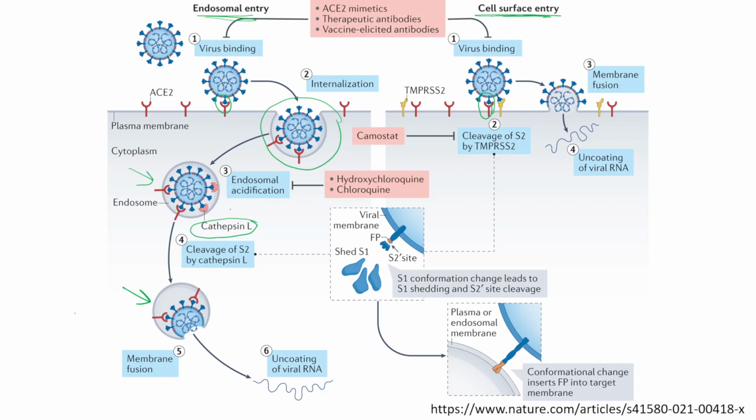And this happens because of another cell surface protease called TMPRSS2, which is shown in yellow here. And TMPRSS2 can also do that second cleavage of that S2 protein. So once you have that second cleavage of the S2 protein, that basically is what signals, again, the virus to release its contents. And it can do this directly from the cell surface into the cytoplasm of the cell.